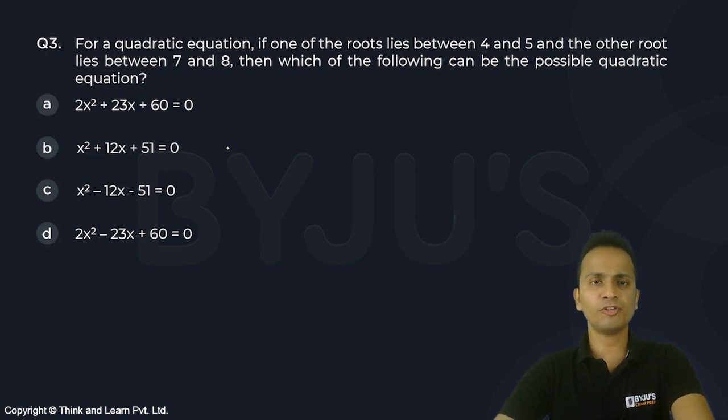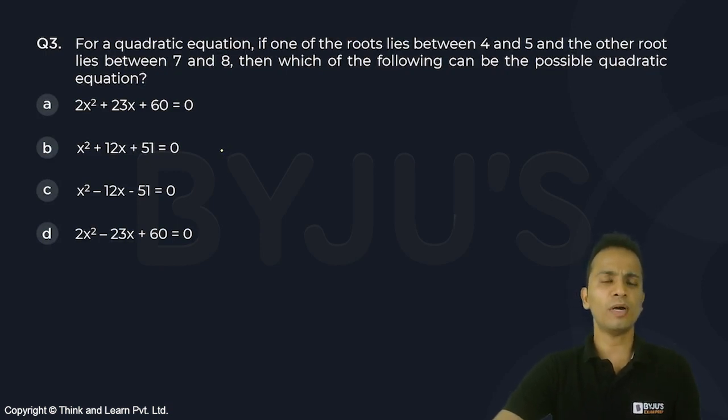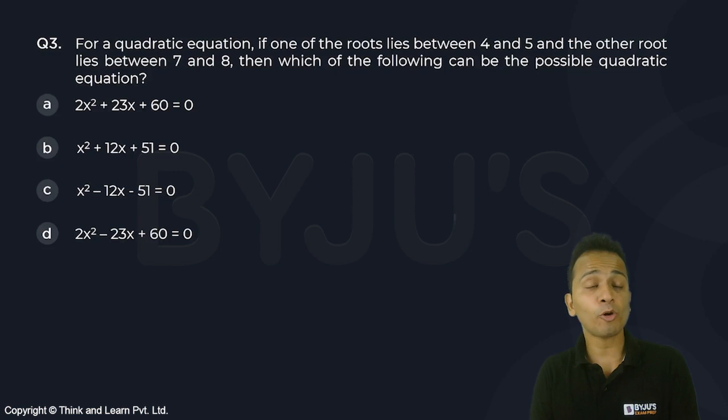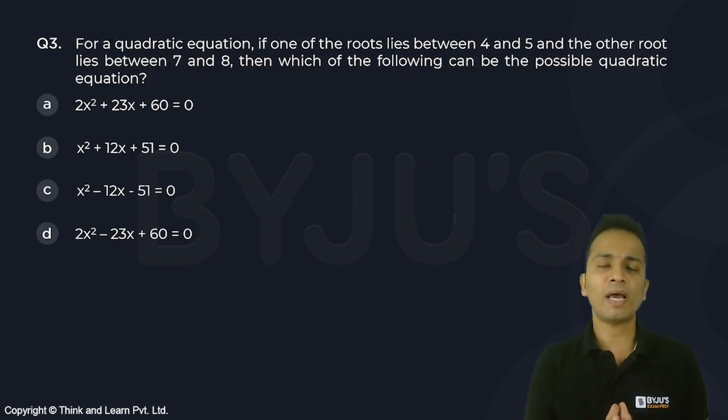Now for question number 3, there is no need to actually find the quadratic equation because we don't know the actual values of the root. We'll not be able to find out. So we have to determine which of the following can be a possible quadratic equation. So obviously the method should be trial and error.